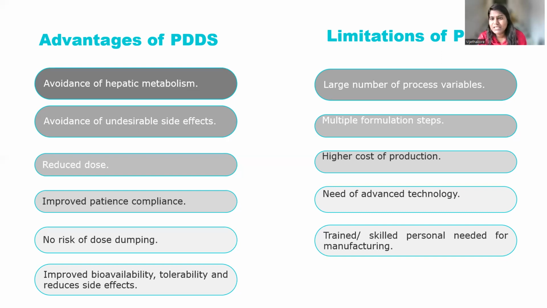And next, coming to the limitations of pulsatile delivery systems, a large number of process variables are present because there are a large number of components, like we need an acid insoluble cap, and a water insoluble body and plug. So multiple formulation steps are required, and the cost of production will be higher, and we need advanced technology. And trained and skilled personnel are needed for manufacturing of these dosage devices.